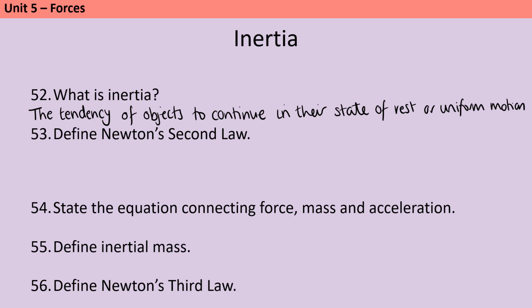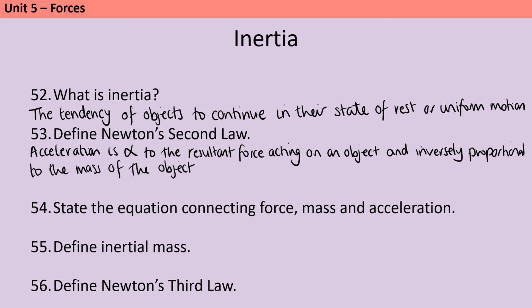So what this tells us is that the acceleration of an object is directly proportional, that's what this little fish sign means, directly proportional, to the resultant force acting on it. In other words, if we double the force, we will double the acceleration. And acceleration is inversely proportional to the mass of the object. So an object that is twice as heavy will only accelerate by half as much. The equation connecting these is force equals mass times acceleration.